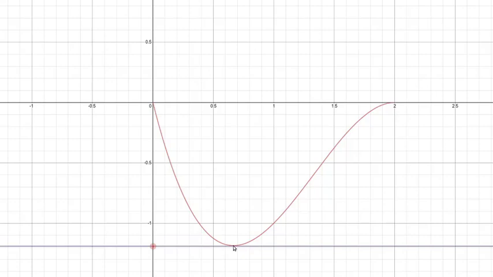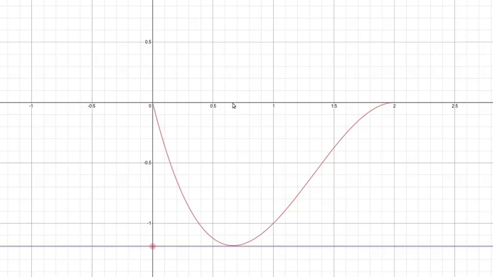Now, Rolle's theorem doesn't necessarily tell us how to find c, it just says that there's some c in there. And when I say in there, I mean within our interval. So between 0 and 2 in this example, there's just some value c, it looks like maybe around 0.6 to 0.7, somewhere in there, where our derivative is 0.